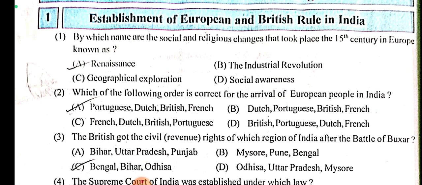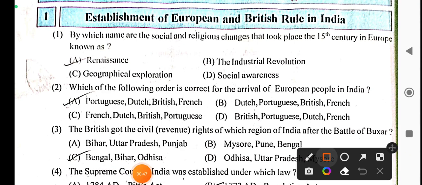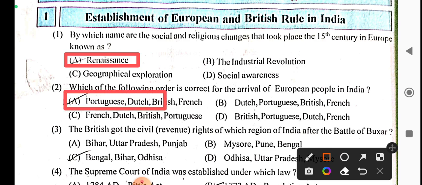Establishment of European and British Rule in India, let's solve the questions and answers. By which name is the social and religious change that took place in the 15th century in Europe known as? A Renaissance. Which of the following order is correct for arrival of European people in India? Portuguese, Dutch, British and French.